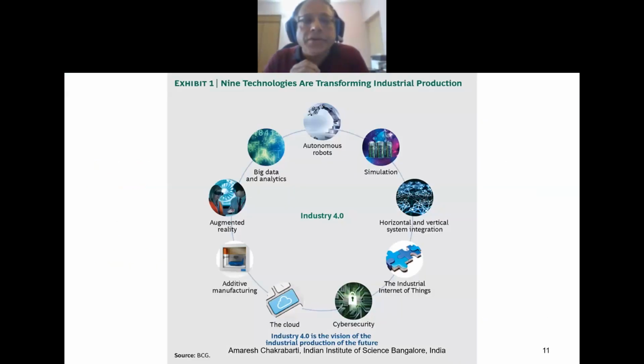So there are 9 technologies that have been championed in the BCG document that became a central document in many of these discourses, and you can see that in front of you: autonomous robots, big data analytics, augmented reality, additive manufacturing, cloud, cybersecurity, industrial Internet of Things, integration at various levels, horizontal and vertical, and simulation. These are some of the technologies that are important for the story of Industry 4.0.